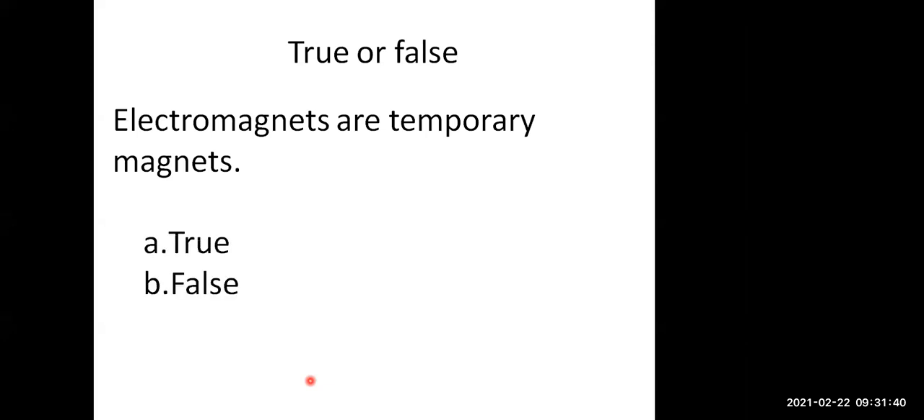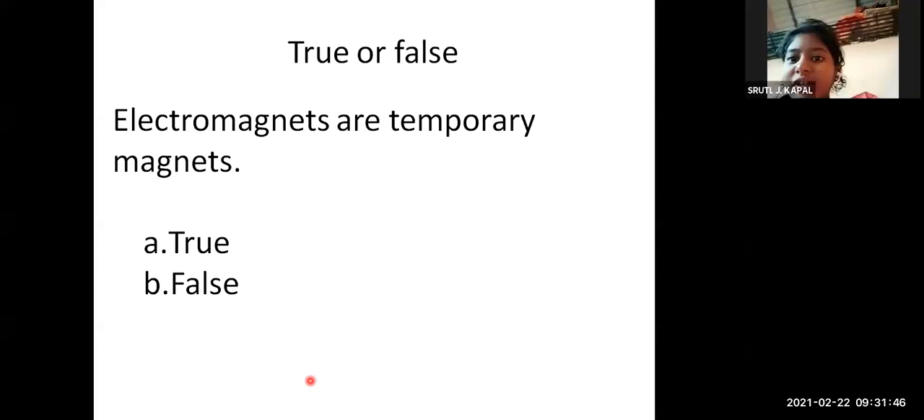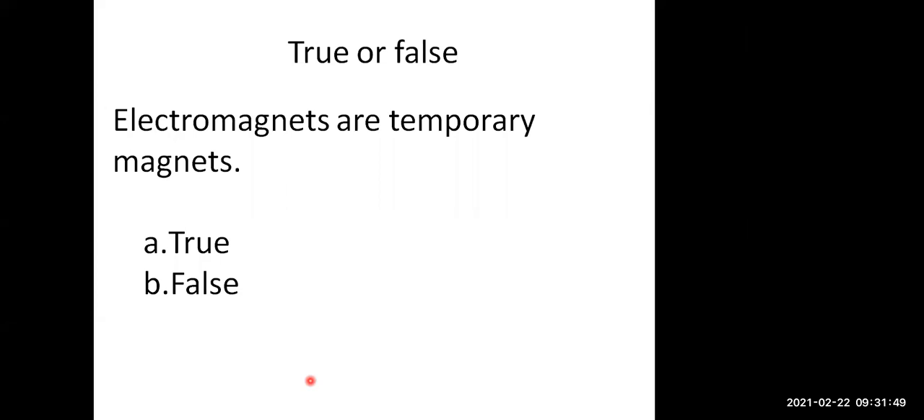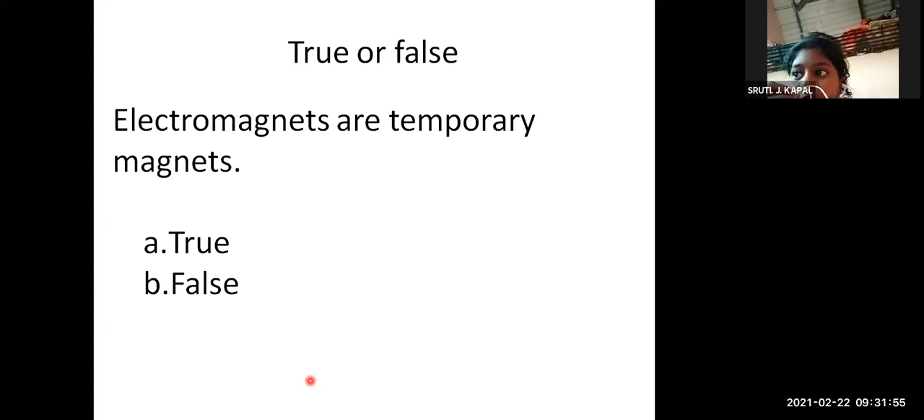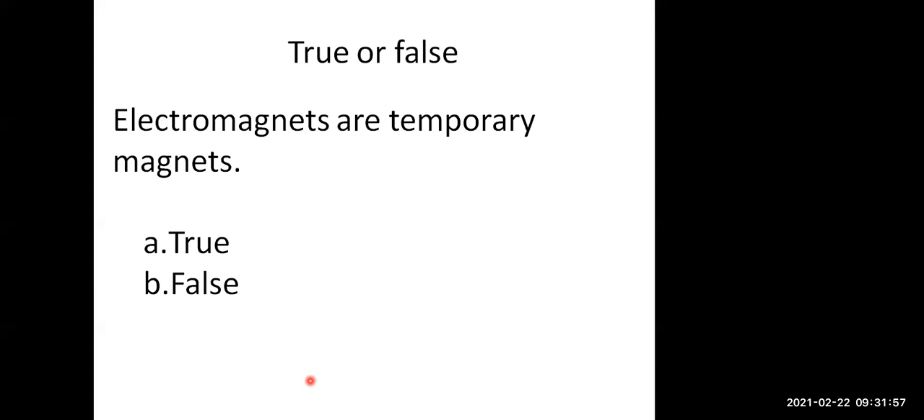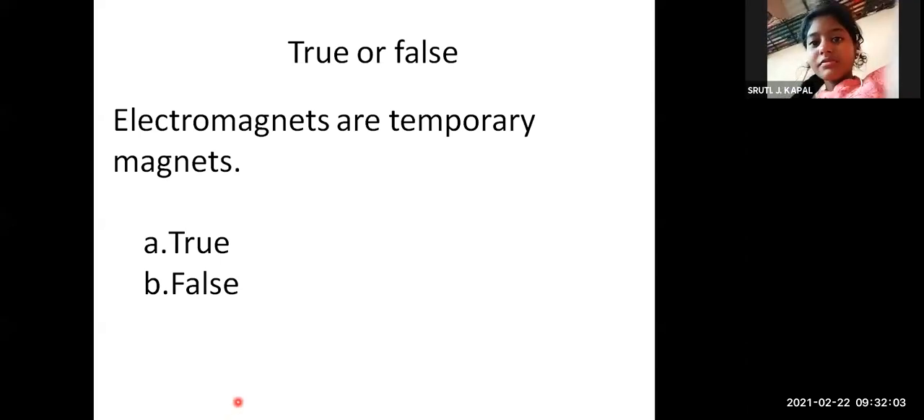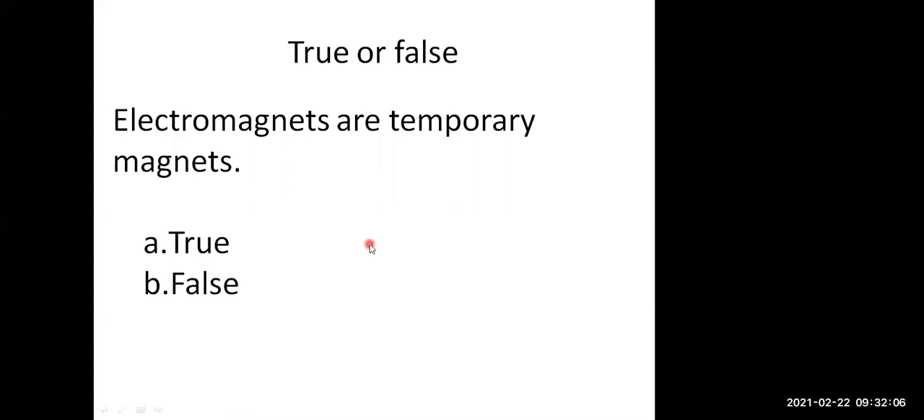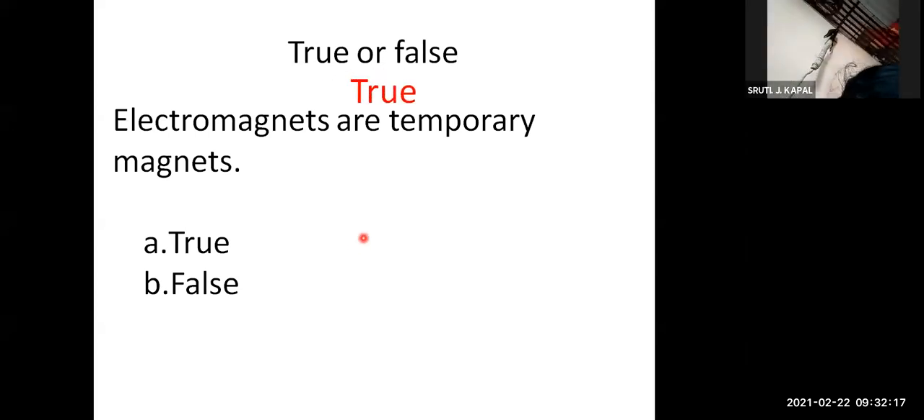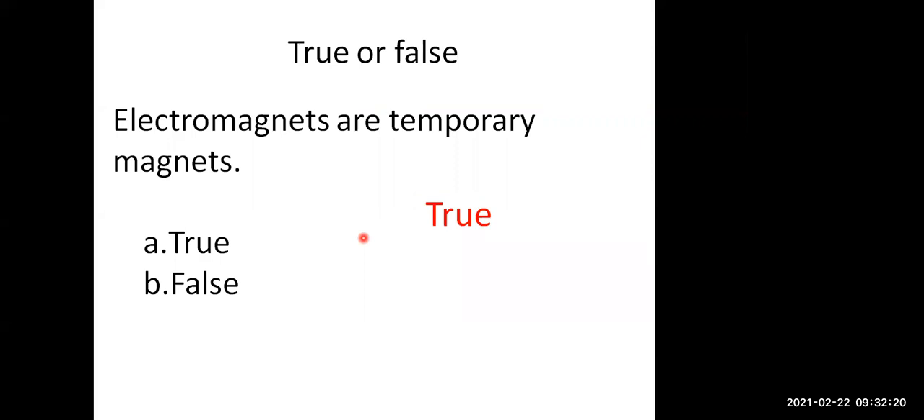Now, when you use electromagnets, when the current flows through it, what happens? The iron nail starts behaving like a magnet. But as soon as you stop the flow of current, what happens? The iron nail stops behaving like a magnet. It shows that it is a temporary magnet. Temporary means it behaves like a magnet only for a short time, only for the period till which the electric current passes through it. So it is a true statement.